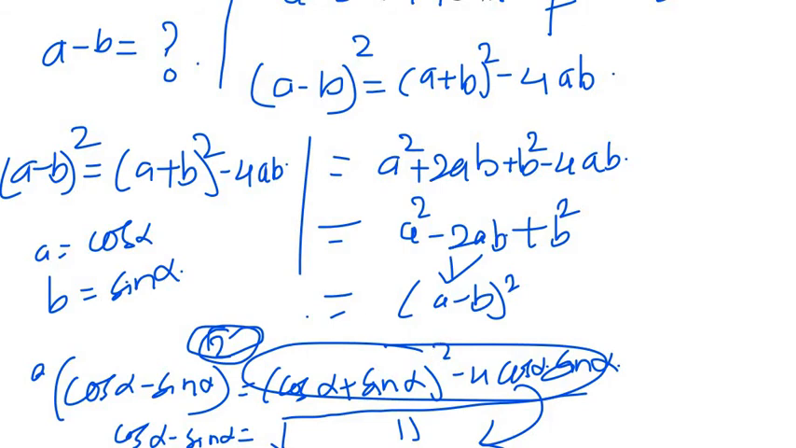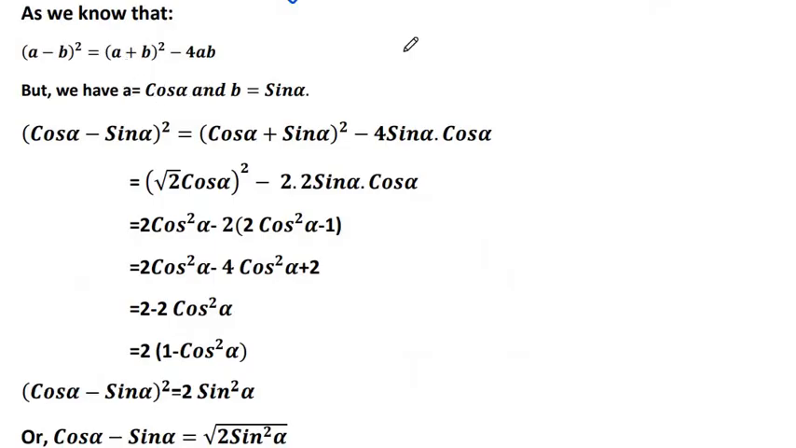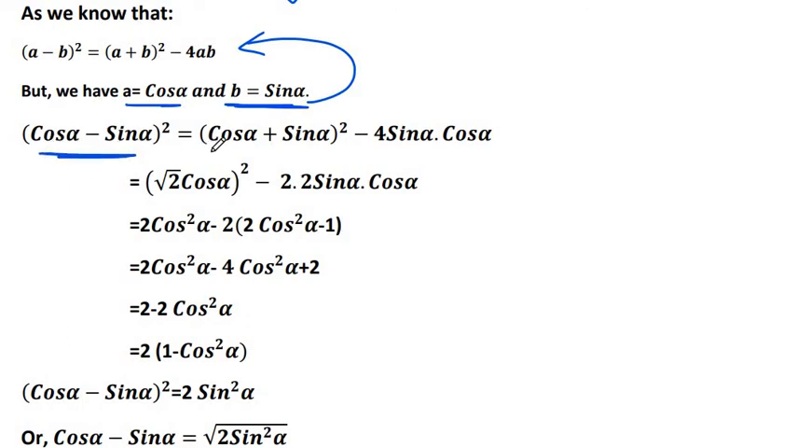So I'm going to show the solution of the rest of the part. We're discussing this. Here we know that (a minus b) whole square equals (a plus b) whole square minus 4ab, and I already told you that in place of a we have cos alpha, and in place of b we have sin alpha. When we put a as cos alpha and b as sin alpha, there will be (cos alpha minus sin alpha) whole square equals (cos alpha plus sin alpha) whole square minus 4 cos alpha dot sin alpha, which is sin alpha dot cos alpha.